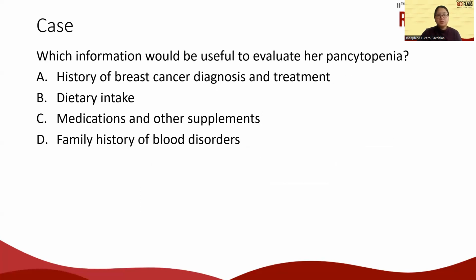Which information would be useful to evaluate her pancytopenia? Is it her history of breast cancer, her dietary intake, her current medications, or any family history of blood disorders?